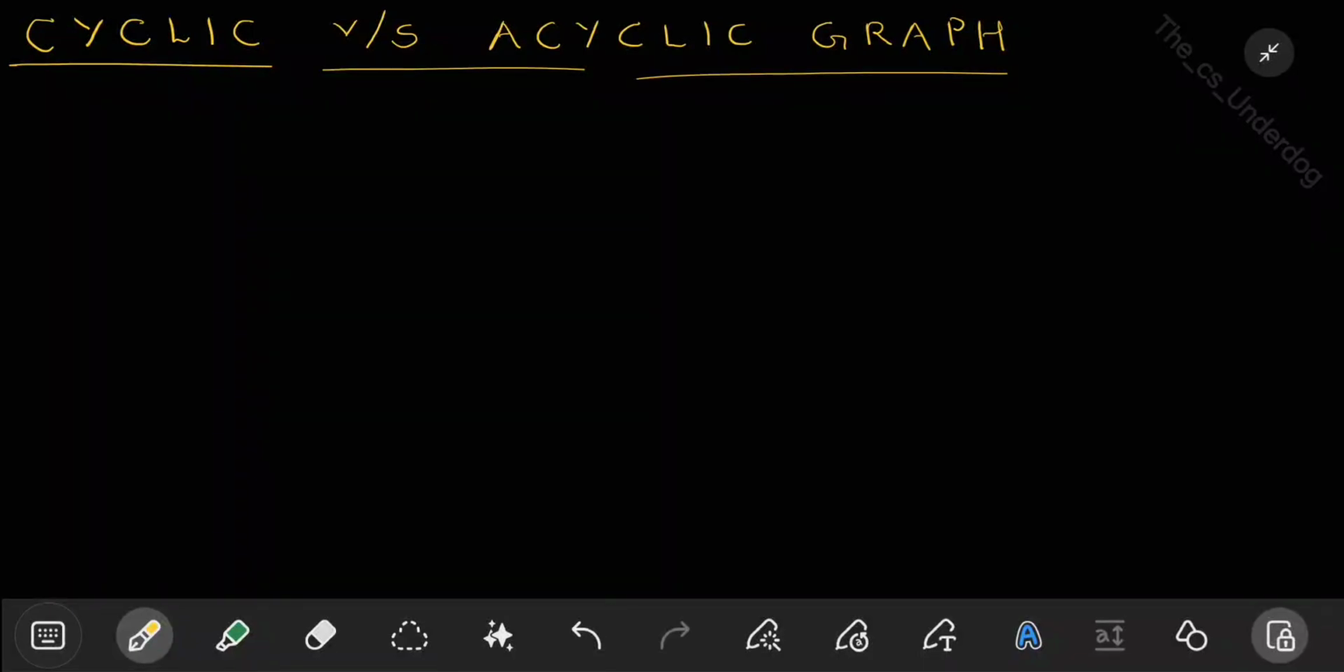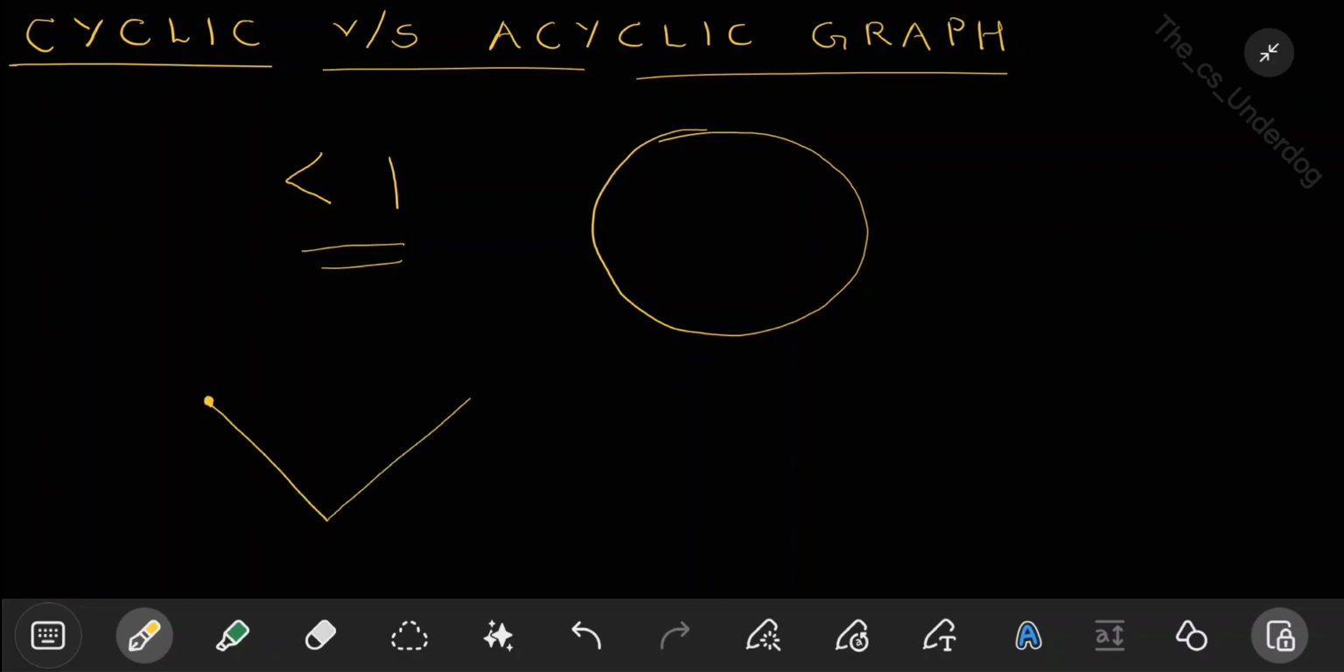Cyclic versus acyclic graph. A cyclic graph is a graph that contains at least one cycle. And what is a cycle? A cycle is a closed loop of vertices. Another way of understanding a cyclic graph is, for any one vertex in the graph, there should be a path such that you start from this vertex, start traversing, and then reach back to the same vertex. If that happens, then it is a cyclic graph.